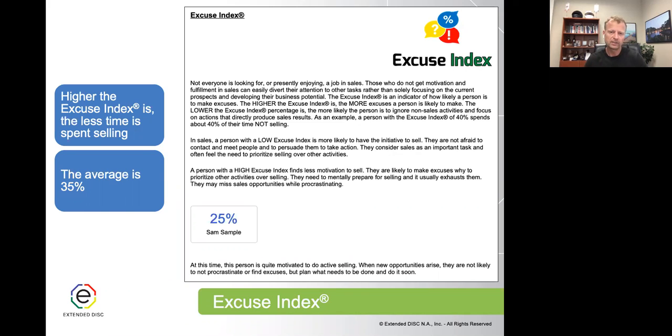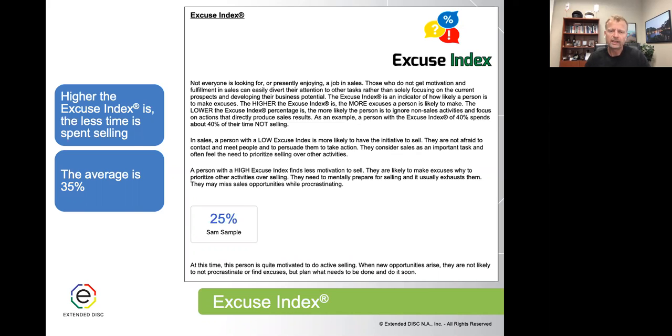There's some variances, but worldwide it's roughly 35%. What that number really means is that when Sam has a score of 25%, they're spending 75% of their time on activities focused on sales results. The other 25% they're doing something else, might be necessary responsibilities, filling out reports, or it might be fluff time, Facebook, social media, looking at the news, something other than making those calls, prospecting, and other important things.